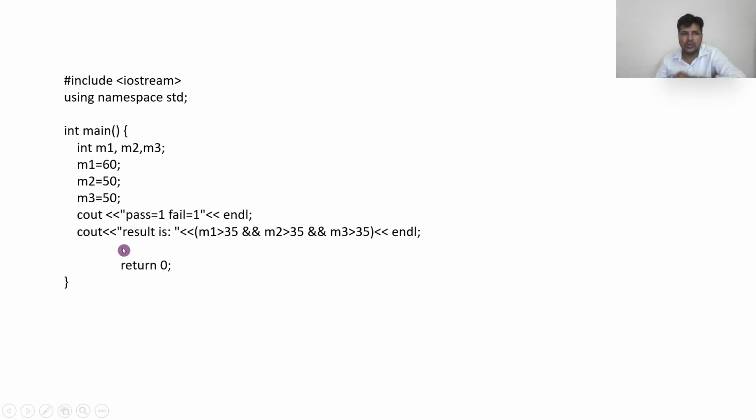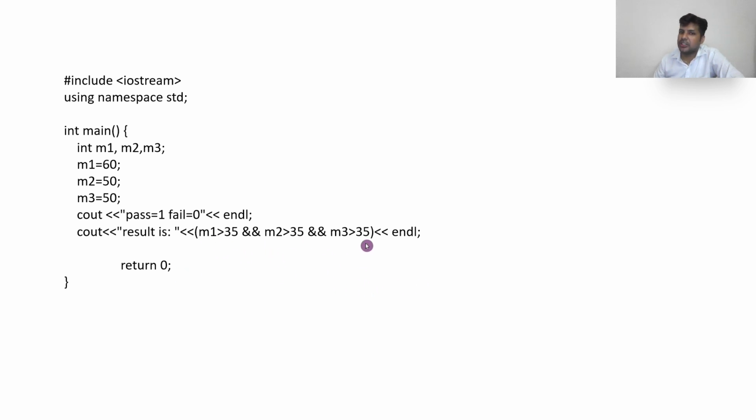For example, I have taken M1, M2, M3, 3 marks. Here pass is equal to 1 and fail is equal to 0. So how are we checking the result? Let us assume marks should be greater than 35, then only we should give a pass. That means in all the subjects, M1 should be greater than 35, M2 should be greater than 35, M3 should be greater than 35, then only we should return pass.